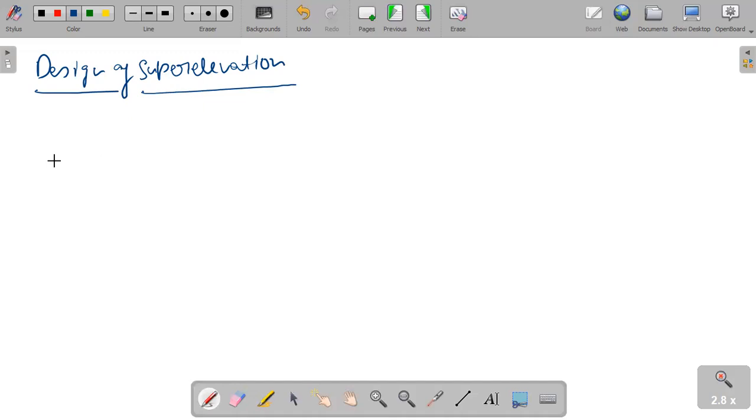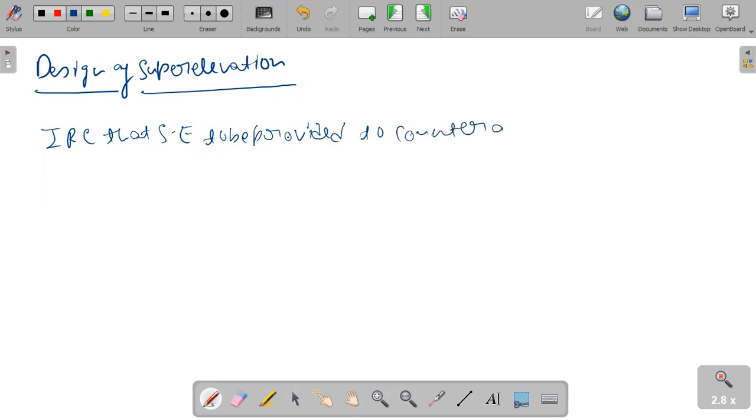Basically IRC recommends that super elevation should be provided to fully counteract the centrifugal force due to 75% of the design speed, by neglecting lateral friction.